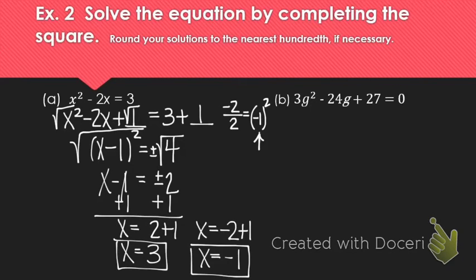Letter B. First question. Is the constant on the right side of the equation? No. What is the constant this time? 27. So how do we move it to the other side? Subtract. We subtract 27 from both sides. The constant has to be on a side by itself. So 3g squared minus 24g.